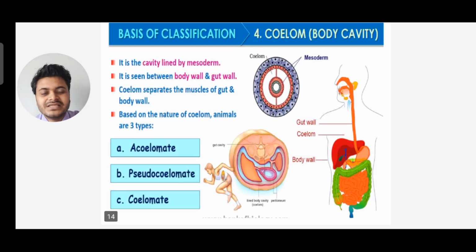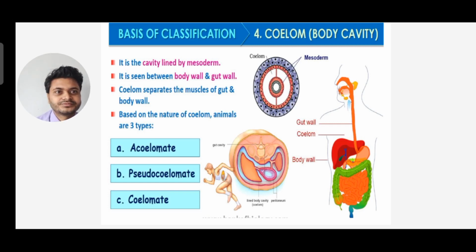Now the next basis of classification is coelom, or the body cavity. It is a cavity lined by mesoderm. It is seen between the body wall and gut. So coelom separates the muscle of the gut and body wall, and based on the nature, coeloms are of three types: acoelom, pseudocoelom, and coelomate.